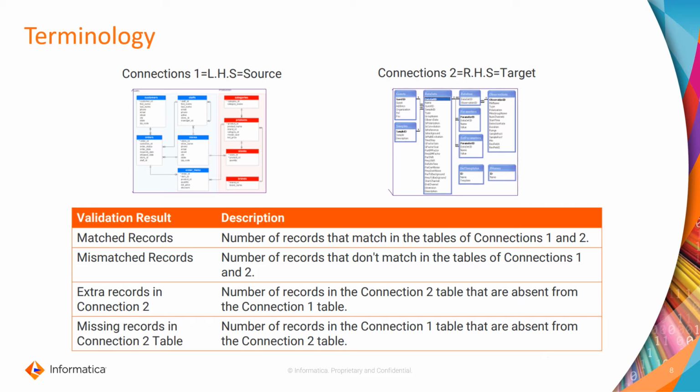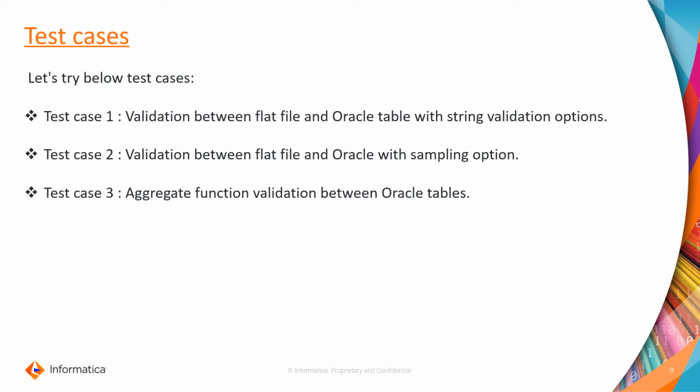So let's say we have connection 1 as our reference, then how many additional records are there in connection 2 which are not present in connection 1. So that would be extra records in connection 2. Similarly, missing records in connection 2 means there are connection records which are in connection 1 but are missing in connection 2. So these are a few basic terminologies of the report. We'll come into it in detail when we go for the demo.